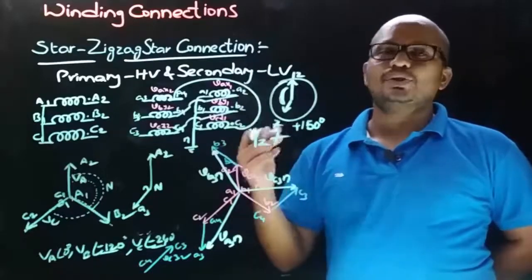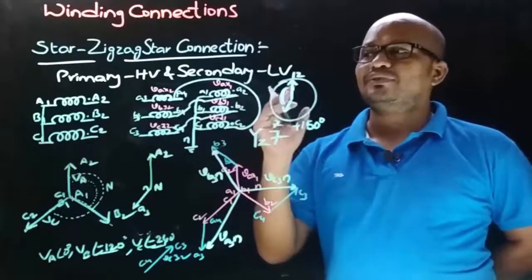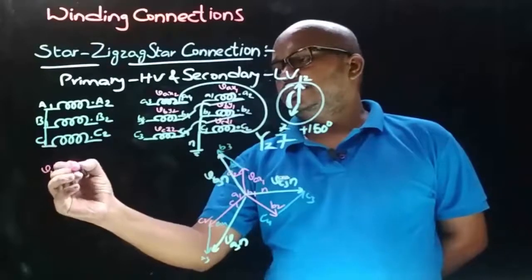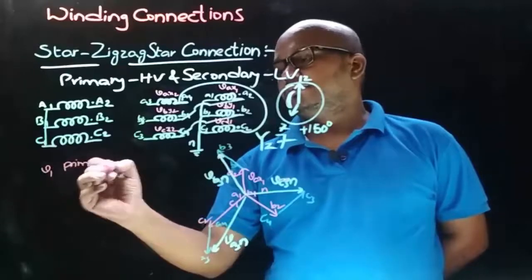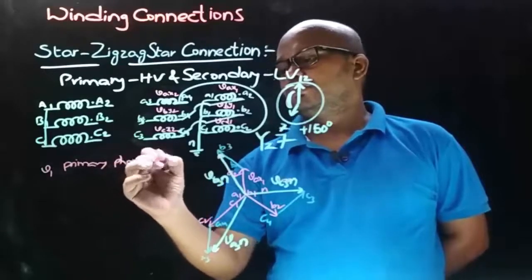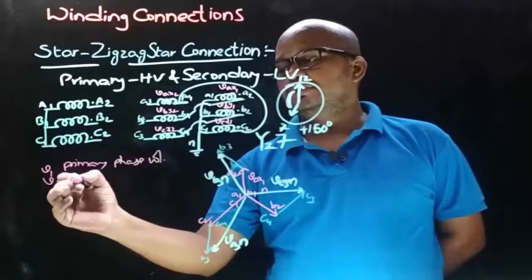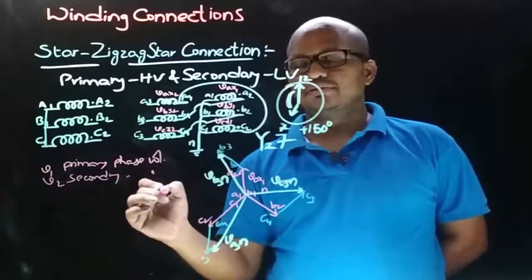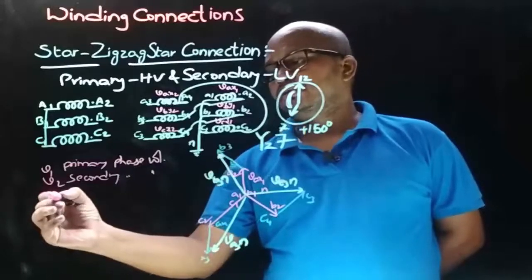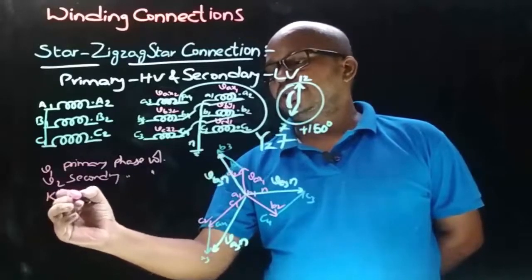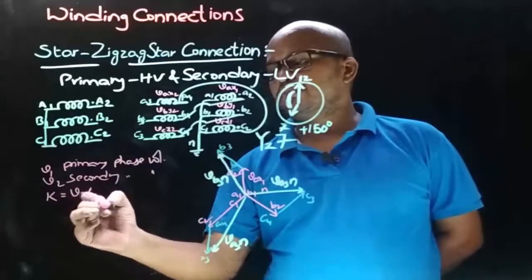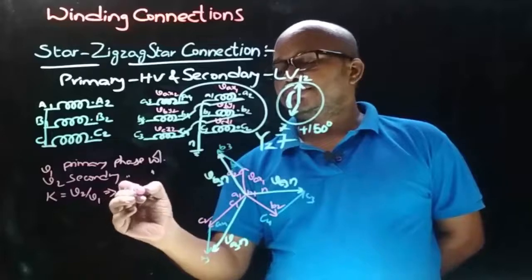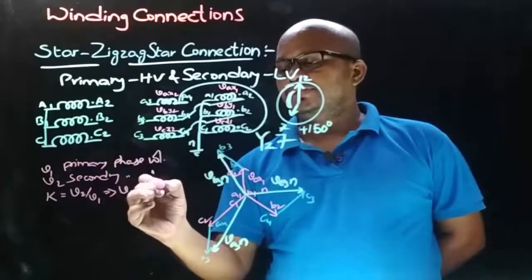Now let's know the phase voltage ratio and line voltage ratio of star zigzag star connection. Let small v1 be the primary side phase voltage and small v2 be secondary side phase voltage. Then transformation ratio constant K is equal to small v2 by small v1, which implies small v2, that is secondary side phase voltage, is K into v1.